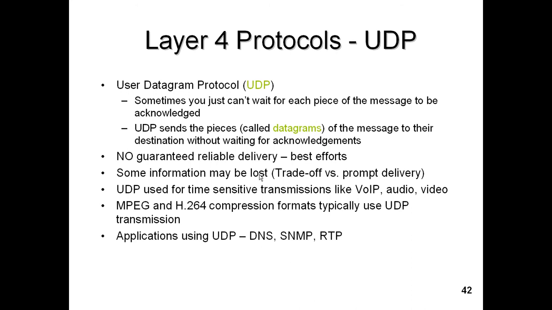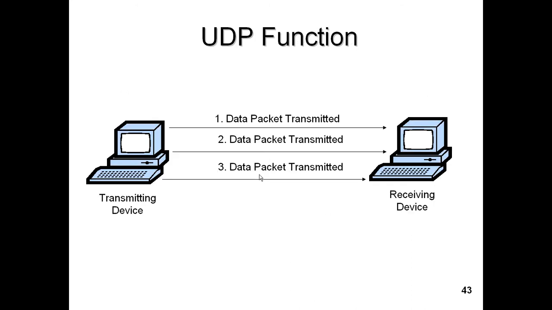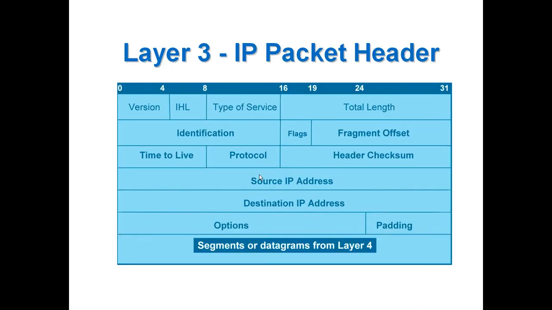So this is why UDP is used for these time-sensitive communications like audio, like VoIP, and it's also why UDP is not used typically for file transfers, emails, and other things that are of a document type nature. Because when we're transmitting a document, we want the whole thing. We don't want just a piece of it. And so you see the UDP function with no receipts, and here you see the UDP layer 3 address header that shows you there's a lot going on there as well in terms of setting up for UDP communication with our source address, our destination address, and the segments or datagrams from layer 4.